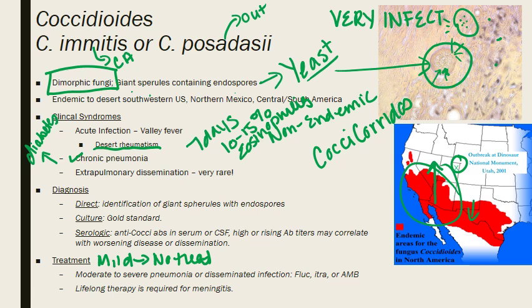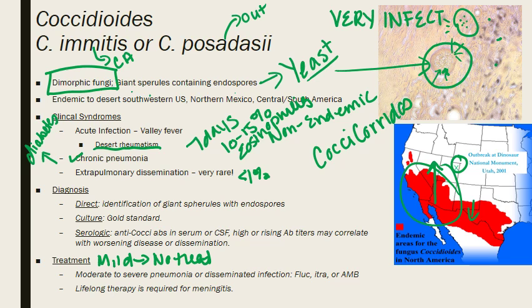And then you'll see the chronic pneumonia that we've talked about with other conditions. Extrapulmonary dissemination in this case is very, very rare. We don't see it very often. It's less than 1% of all cocci cases, which cocci is also fairly rare. But there are some people who seem to be at slightly higher risk. Men are more likely to experience an extrapulmonary dissemination than women. We don't really know why.